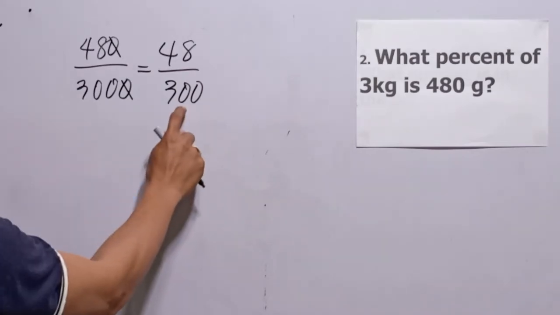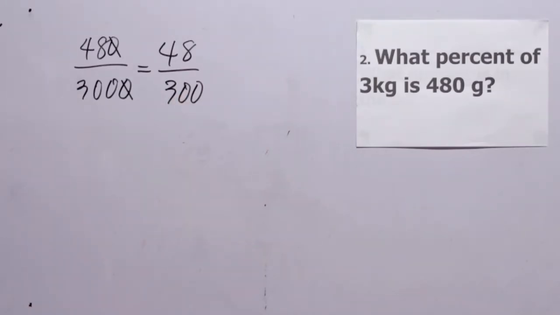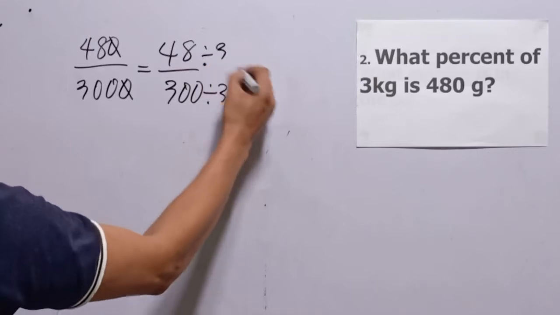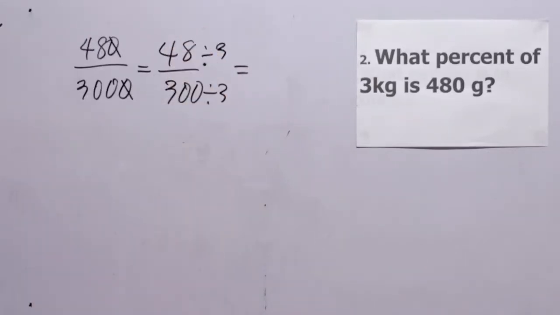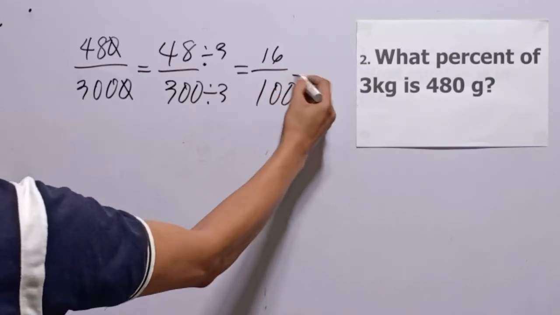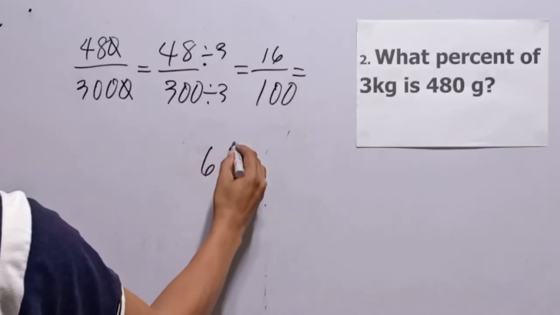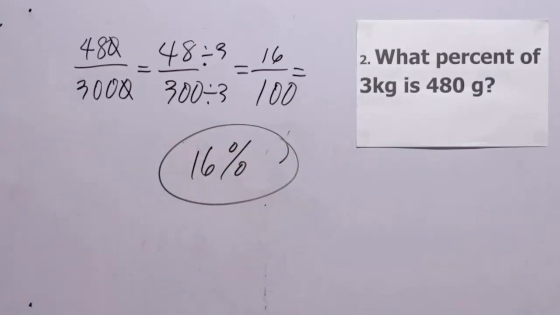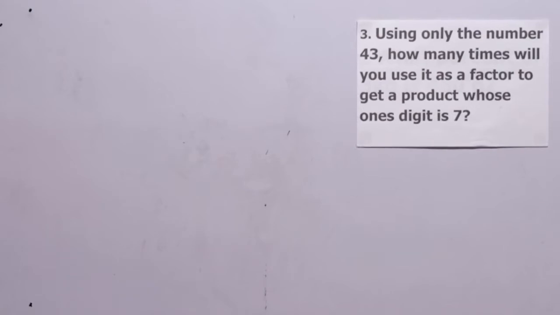Then let's change this to 100 for us to simply get the percent. If we divide this by 3, we get 100, right? If we divide them by 3, it will give us 16 hundredths. And 16 hundredths simply means 16%. So our answer is 16%.